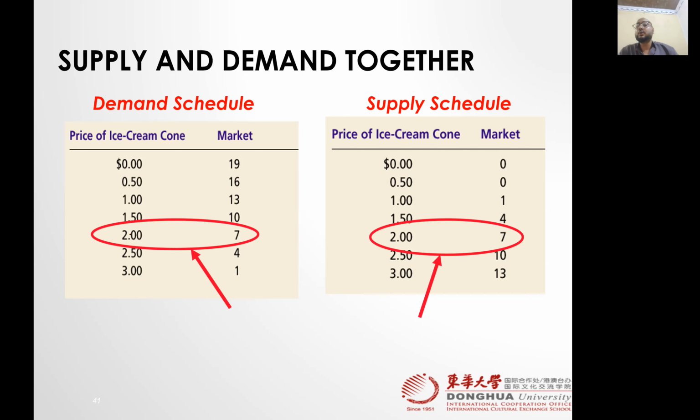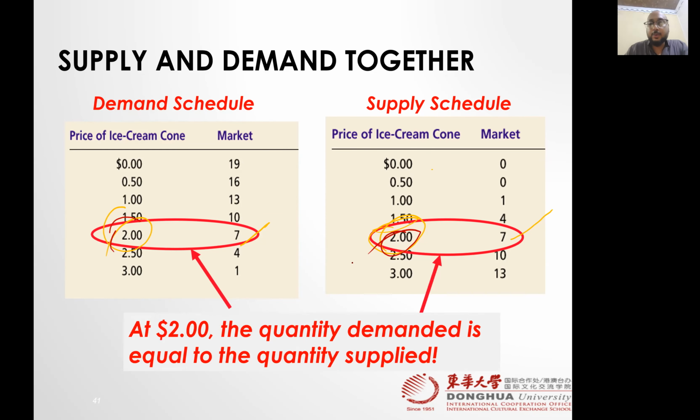right? First of all, we looked at the schedule, whether this is demand schedule or supply schedule, and then we find a point where quantity supplied equates with quantity demanded. On the same graph, price is equal to 2. So at 2, the quantity demanded is equal to the quantity supplied, which is 7.